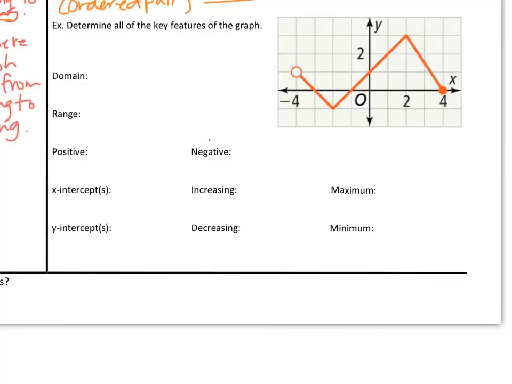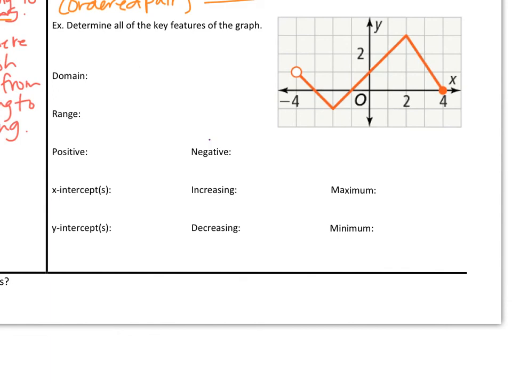Now it's time to put this all to the test. Take a look at the given function on the graph. It doesn't have an equation. It looks like it might be kind of an absolute value, but it's not the same as that absolute value shape. So it's just a given function. How many of these answers can you come up with?